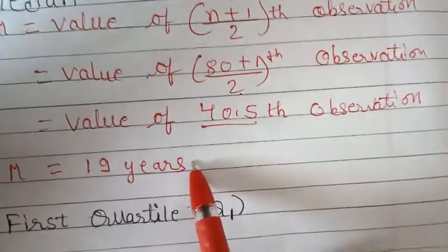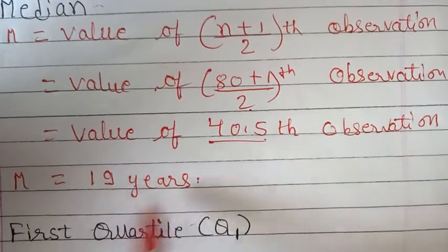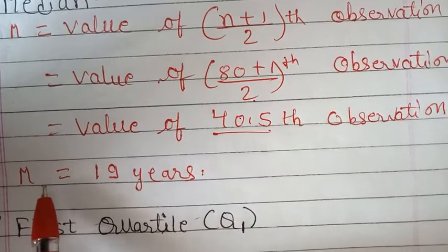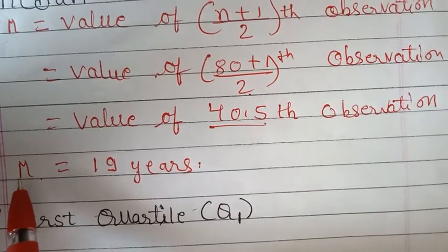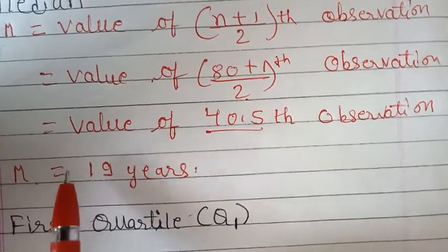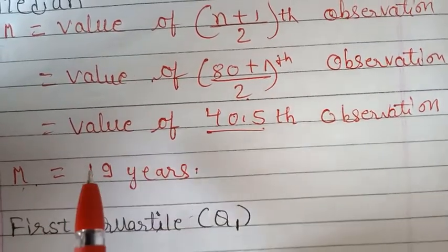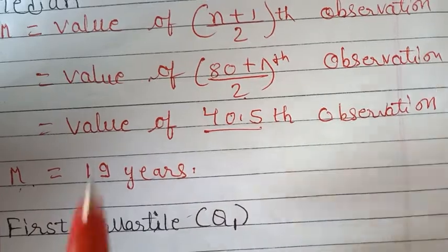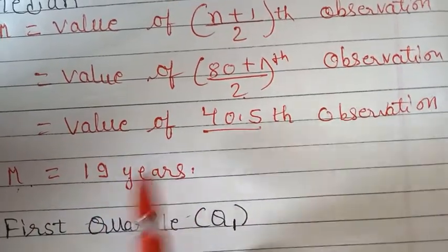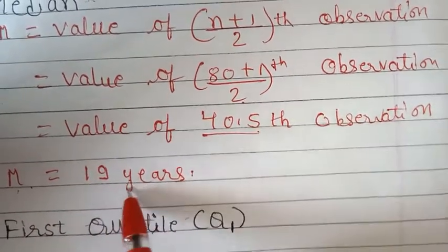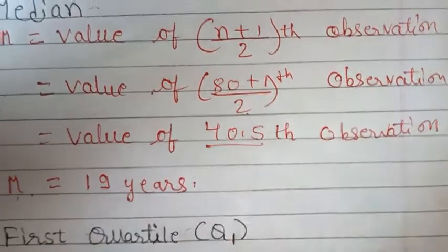Now we have to interpret this data. So what we can say about this, as you know, median shows the middle value. So we can say that the age of 50% of students will be 19 years or less, and the maximum age of the students will be 19 years.